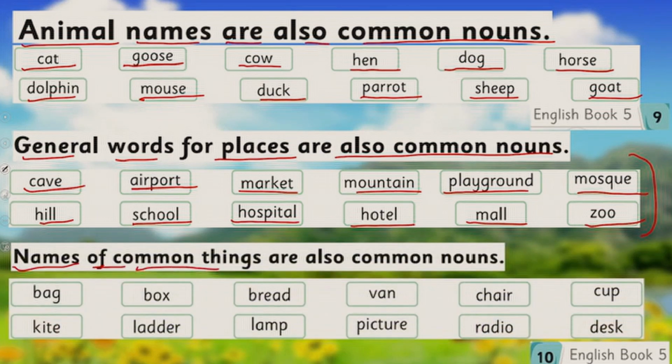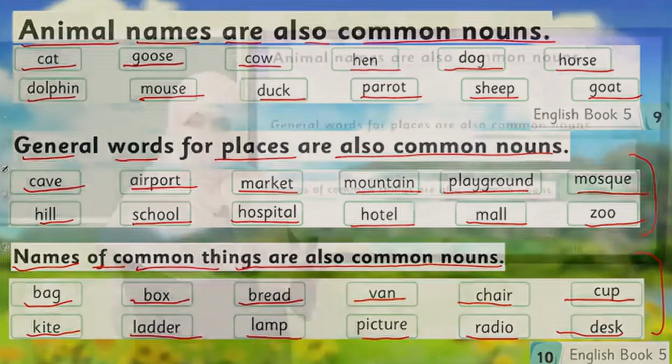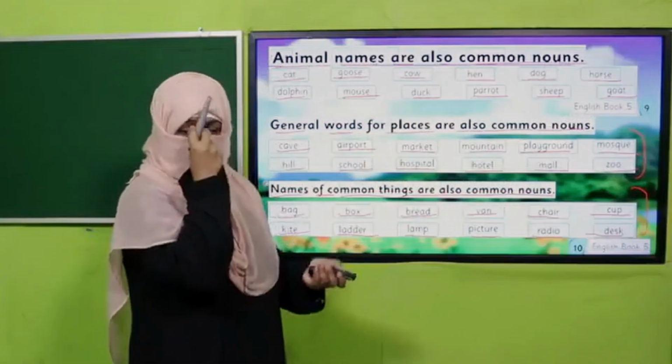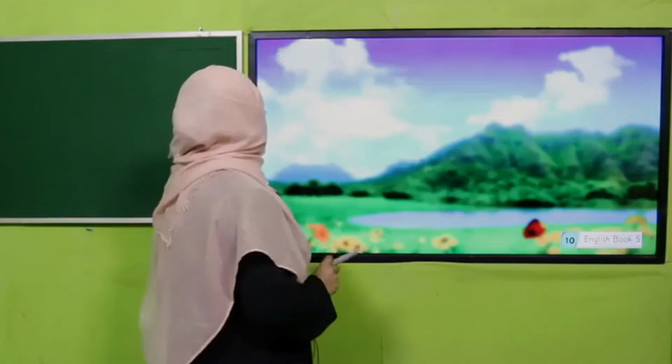Names of common things are also common nouns. Bag, box, bread, van, chair, cup, kite, ladder, lamp, picture, radio, desk. All this stuff which is around you has a name, and that is a common noun. Okay, the general things around you have common names.